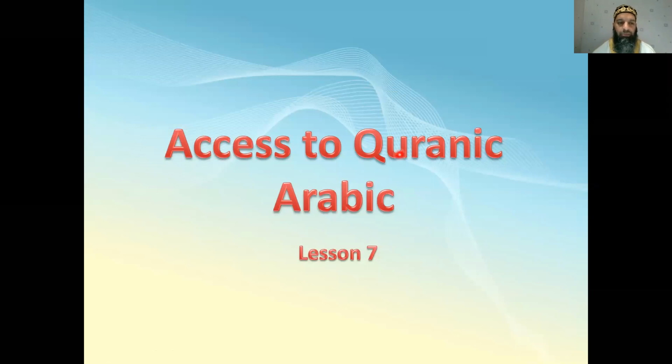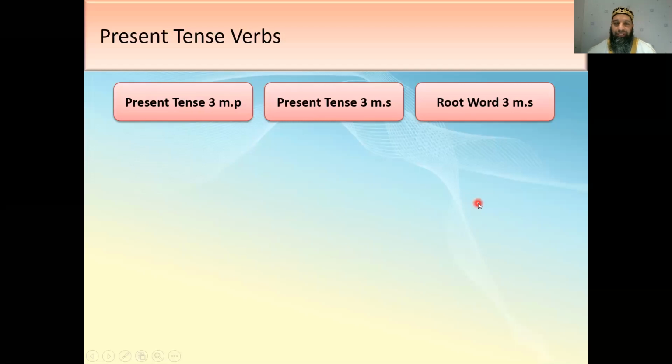And the starting of lesson 7, inshallah. Bismillah ar-Rahman ar-Rahim. Right. Today we're going to do present tense verbs. We've done nouns, we've done cases of nouns, and we've done past tense verbs. We've done pronouns. Now we are going into present tense, and this is the last of the 4 tables we're going to have to learn.